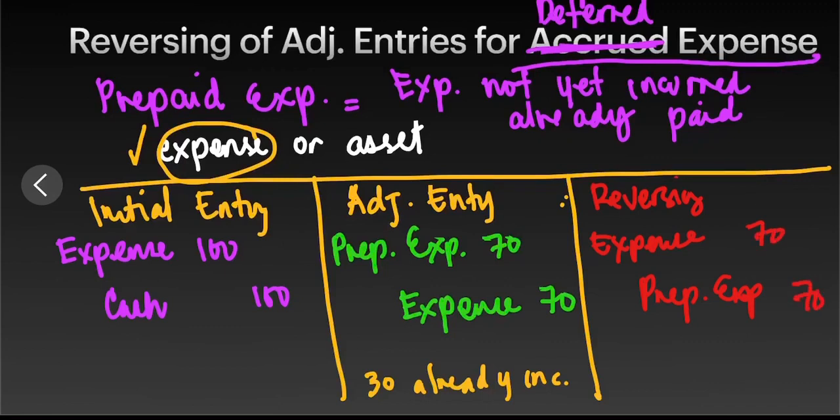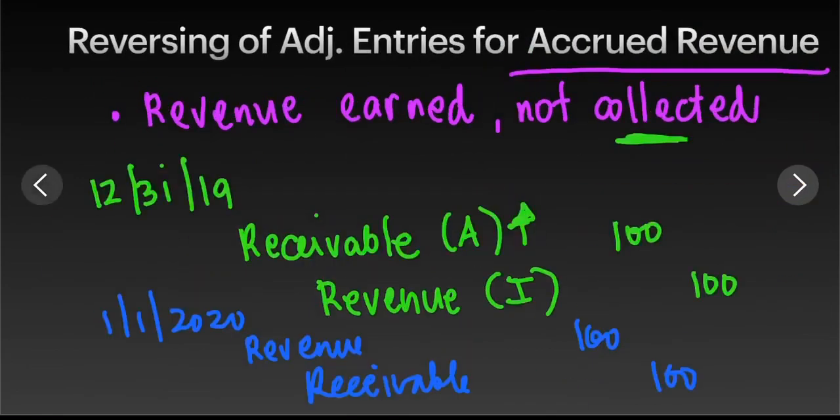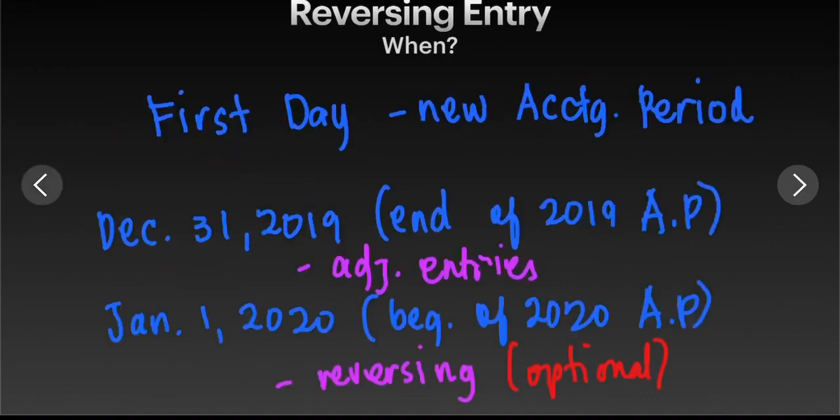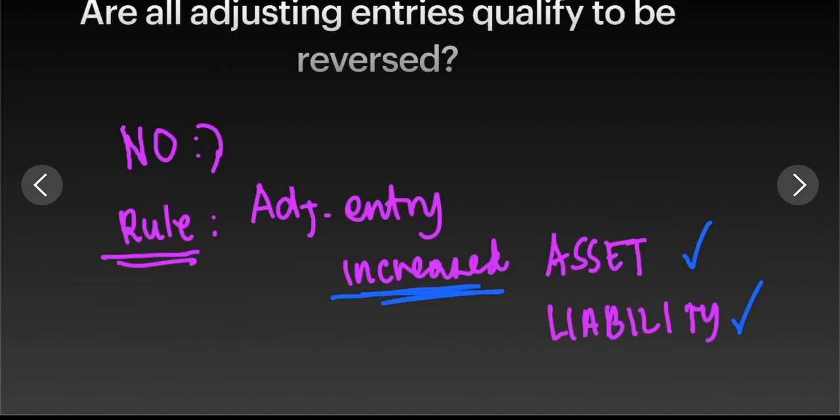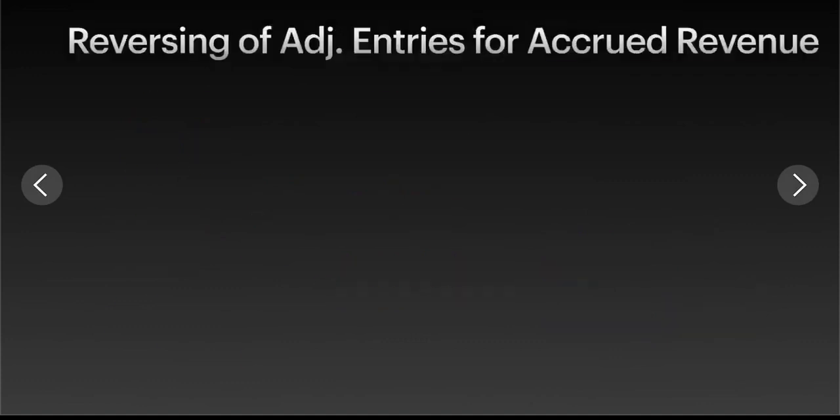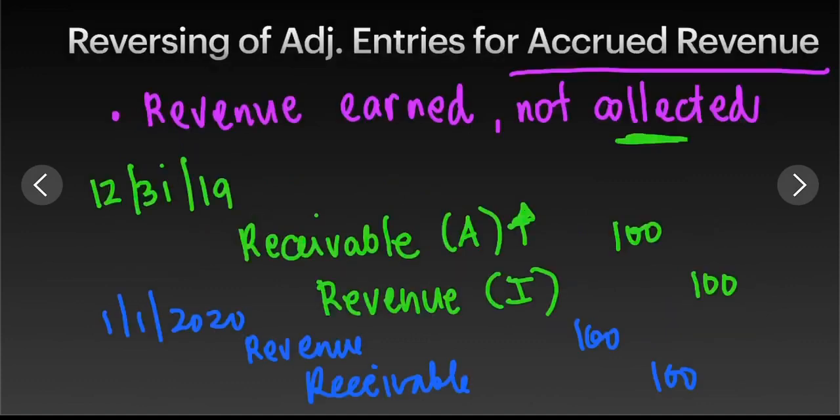70. So is it something that is qualified to be reversed? Let's check. Prepaid expense is an example of asset, which is being debited, therefore increased. So it qualifies. Okay? Therefore, it qualifies to the rule that only adjusting entries that increase your asset or liability are to be reversed.